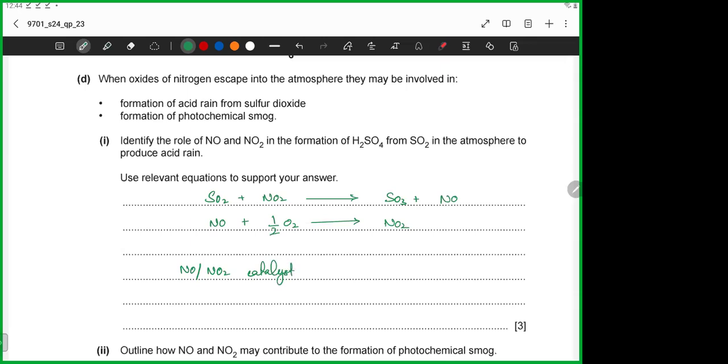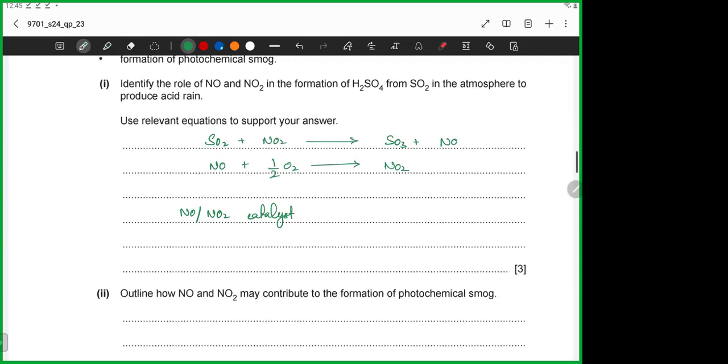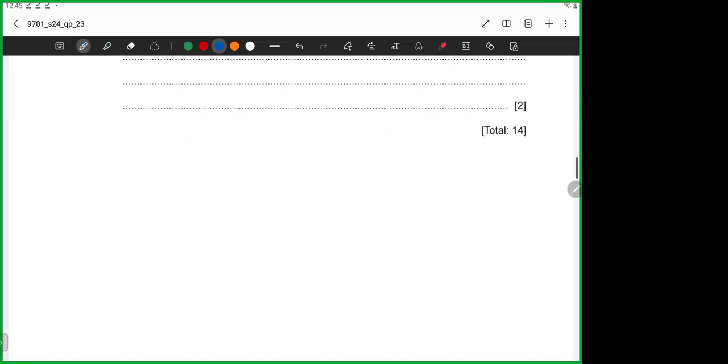Is that clear? Yeah. And now you have to write an equation for formation of acid rain. So that's the SO3 reacting with water to form H2SO4. So that's your acid rain getting formed. That's it. That's the next one.